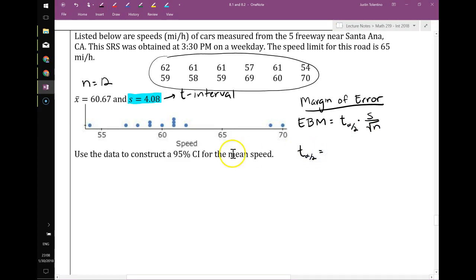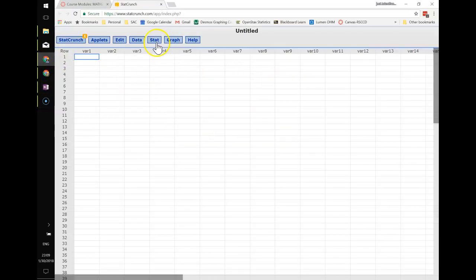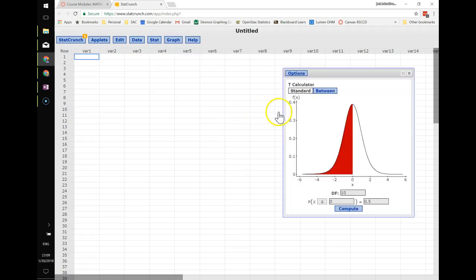So let me show you on StatCrunch one way we can easily find this. If I want to be 95% confident, it means we want to capture 95% between these values. So going over to the StatCrunch calculator, we're going to go to calculators, T. Yes, you can probably look it up on the table as well if you choose. But the t calculator is nice because I want to capture 95% in between. If we click on the in-between method, you'll see that we can type in our degrees of freedom.